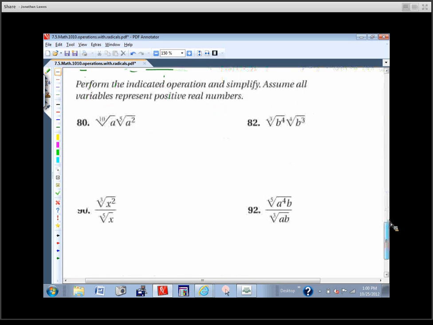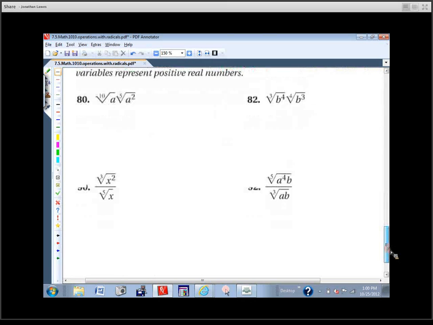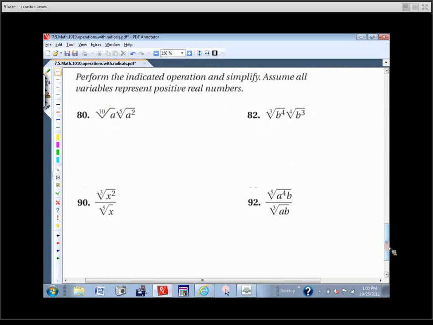Okay, let's take a look at these last couple of problems right here. There are only 4 of them. It says, perform the indicated operation and simplify. Assume all variables represent positive real numbers. Now, why is it nice if all the variables are positive when we're dealing with radicals, in particular square roots? Tyler? No need for absolute value. Don't need to worry about absolute value.